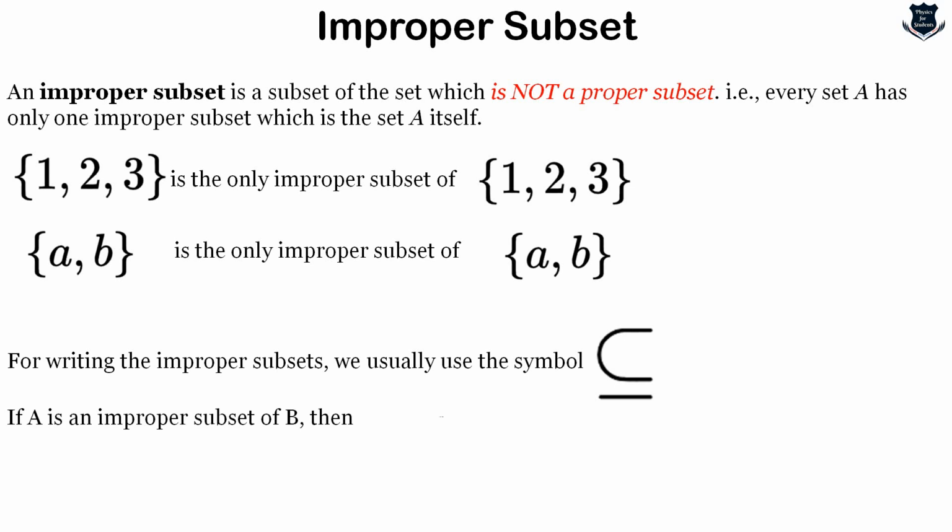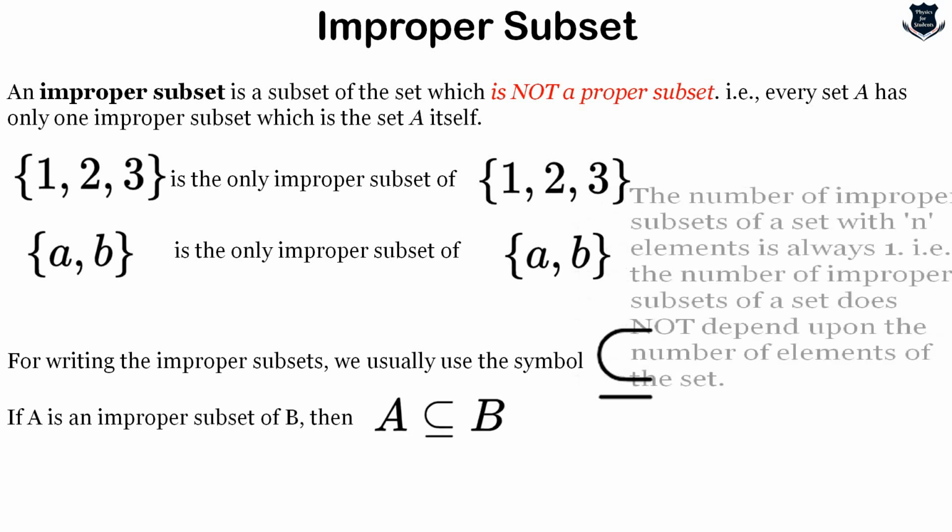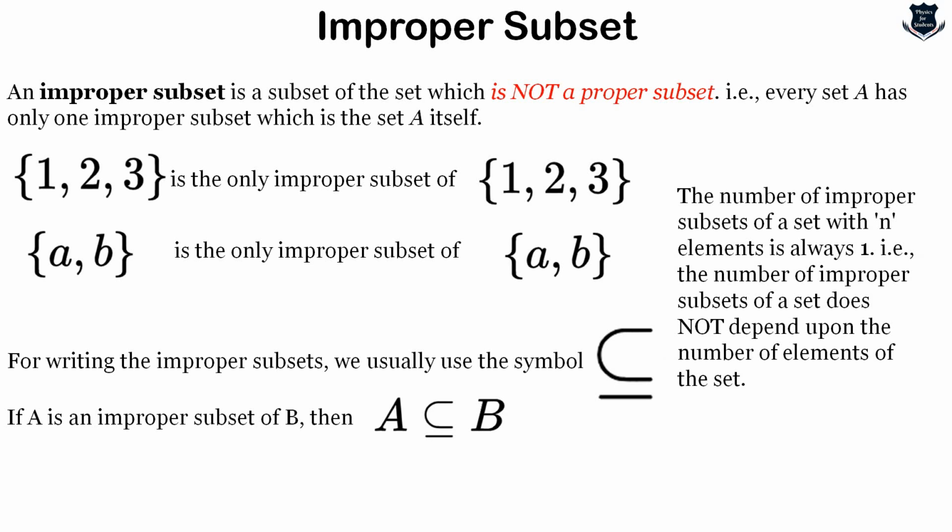And for writing the improper subset, we use this symbol also. If A is an improper subset of B, then we write it in this way. And what is the rule? Simple. The number of improper subsets of a set with n elements is always 1. That means the number of improper subsets of a set does not depend on the number of elements. Whatever be the number of elements, the number of improper subsets of a set with n elements will always be 1.